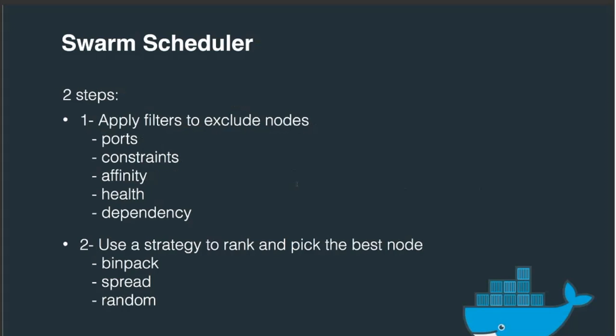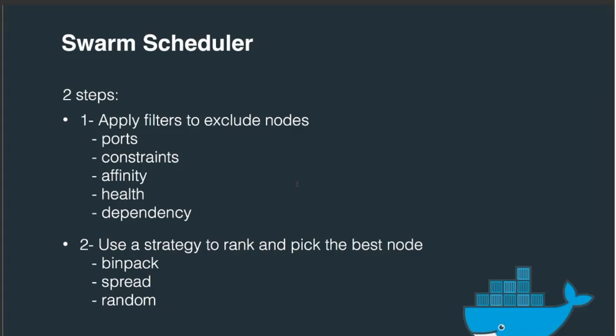The scheduler is quite simple. With your KV store, it's going to get the list of IPs and ports, basically the list of all your machines. Then we're going to apply some filters to exclude nodes. For example, the port filter, which I explained at the beginning with port 80. If you want to start a container with port 80, the port filter is going to take care of removing from the list all the machines where port 80 is not available. Then constraints, affinity, health, and dependencies. It's stuff like, I don't know, volumes-from.